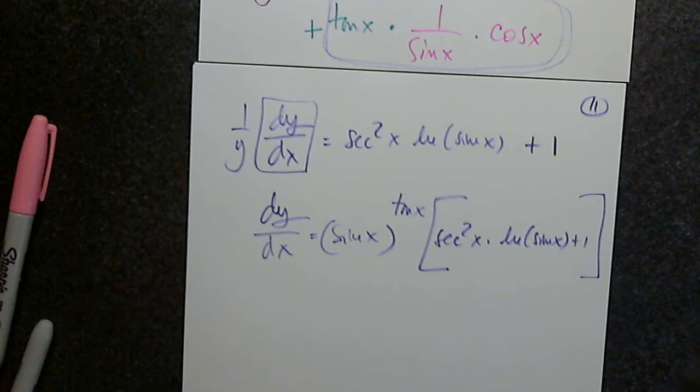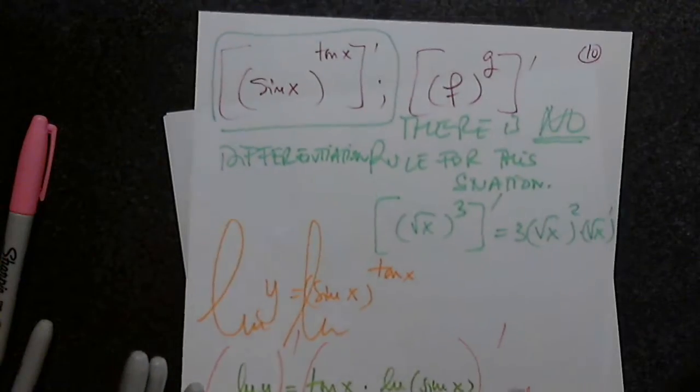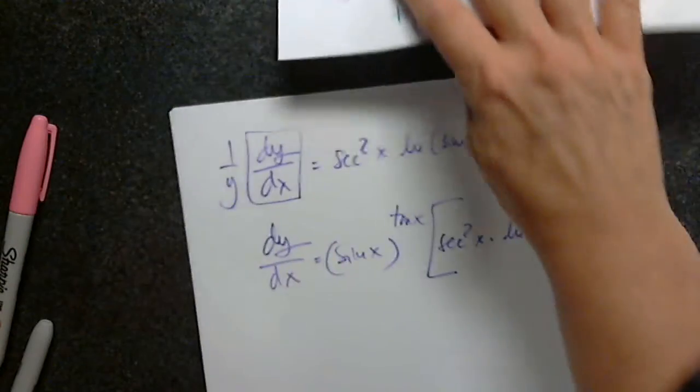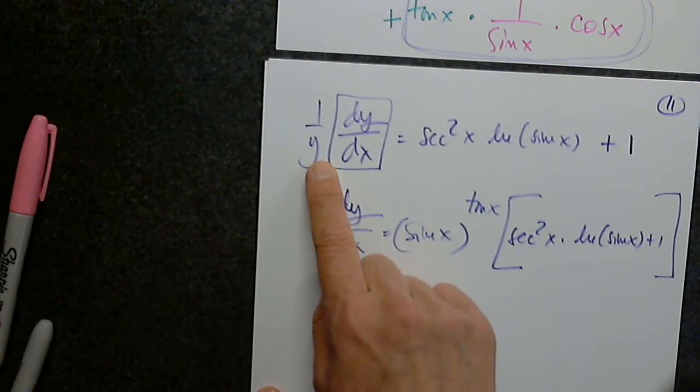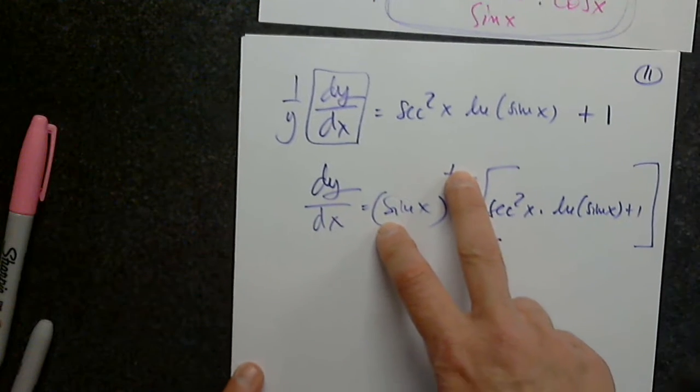And now I let you choose. We need to practice this. Sorry, so 1 over y is... y is this function, sine raised to tangent. And we multiply both sides by y, so it appears here, right in front. Is that okay? Perfect.